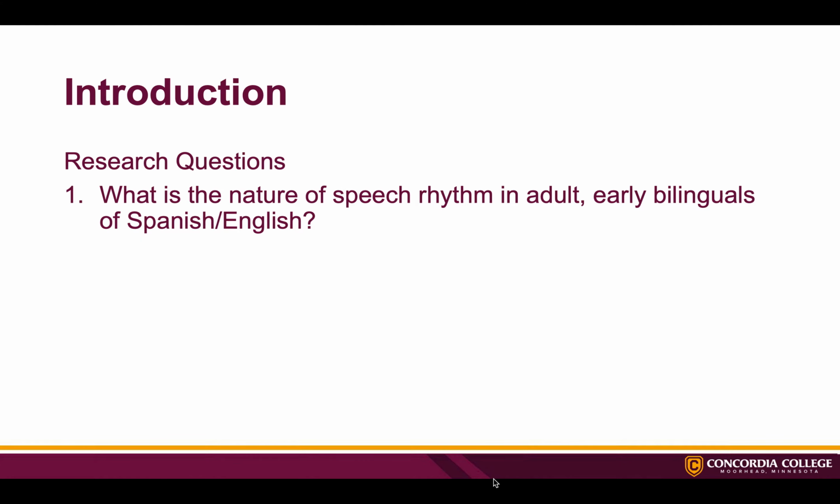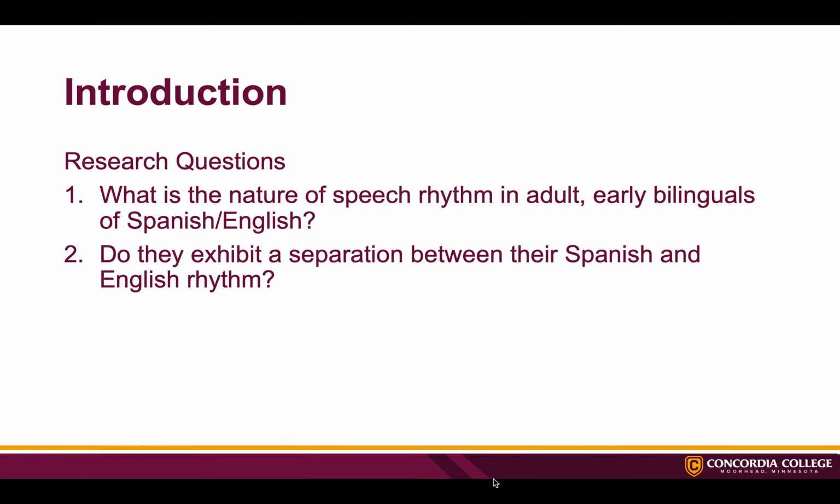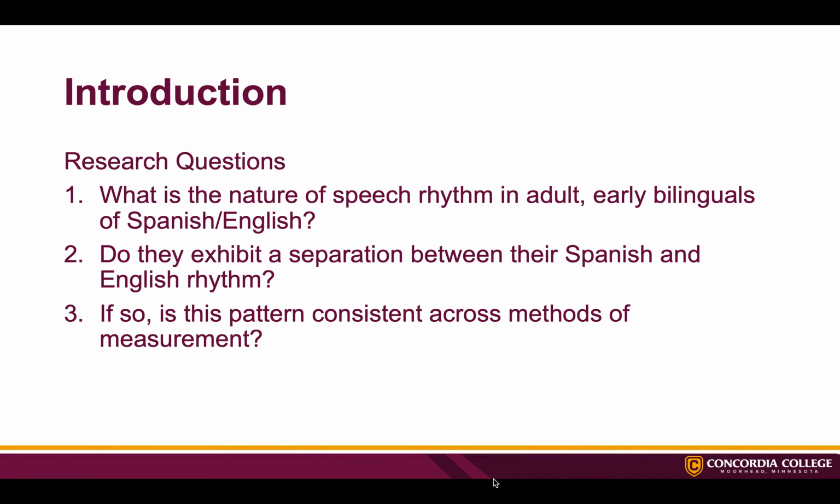Firstly, what is the nature of speech rhythm in adult early bilinguals of Spanish and English? And do they really exhibit, as something we would expect, a separation between their Spanish and English rhythm patterns? And if so, is this pattern consistent across methods of measurement?